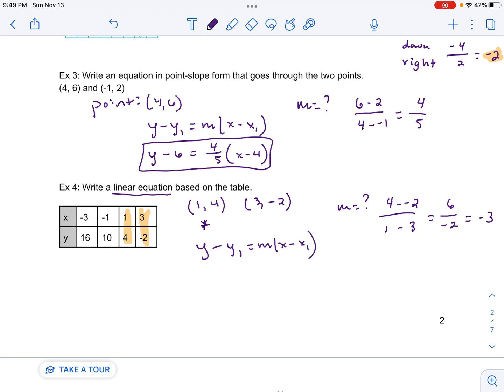Notice every time I'm writing down the general point slope formula there, just so I can see where everything is going. You don't have to do that. It's just that if you're not as familiar with this form, it might be easier if you write it down so you can see where stuff is going.